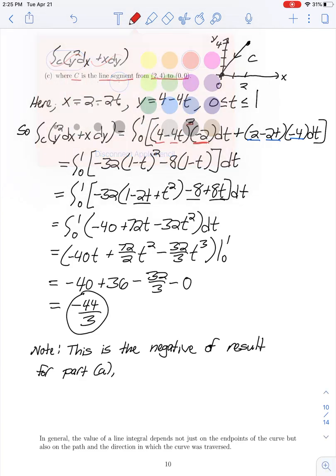So what we're illustrating in this example was the following. In general, the value of a line integral depends not just on the endpoints, but also the path and the direction in which our curve was traversed. So it doesn't depend only on the endpoints of the curve, but it could be affected by the path itself as well as the direction of our curve.